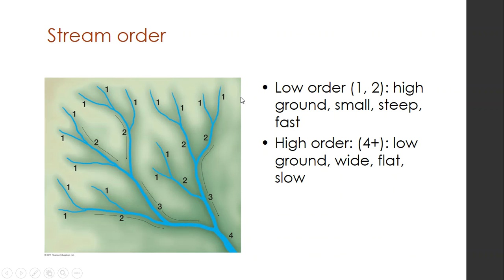What you want to remember from this slide is that low order streams, those ones and twos, are on high ground. They are small, steep, and fast. And those high order streams are on low ground. They are wide, fat, and slow.